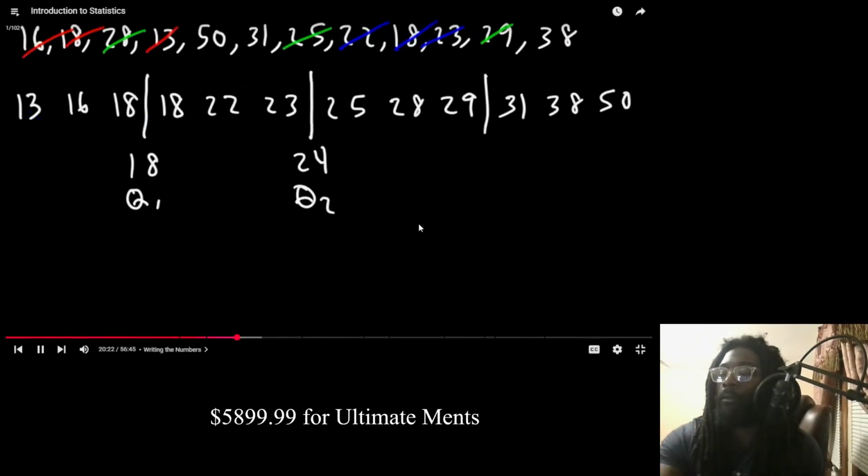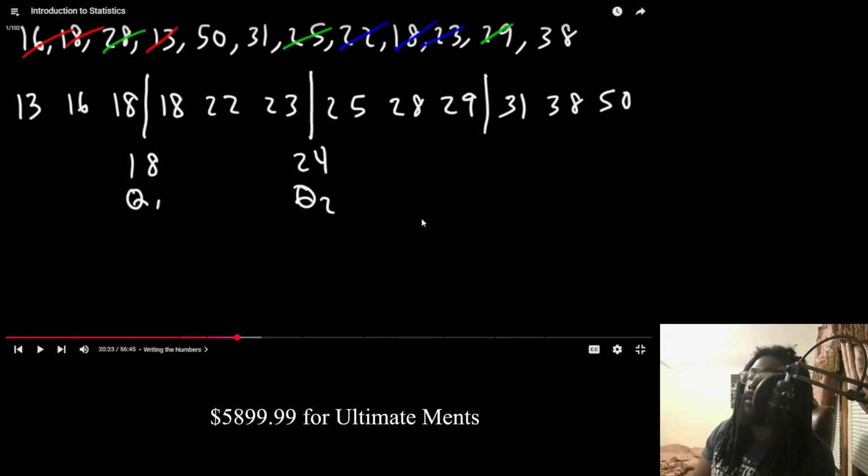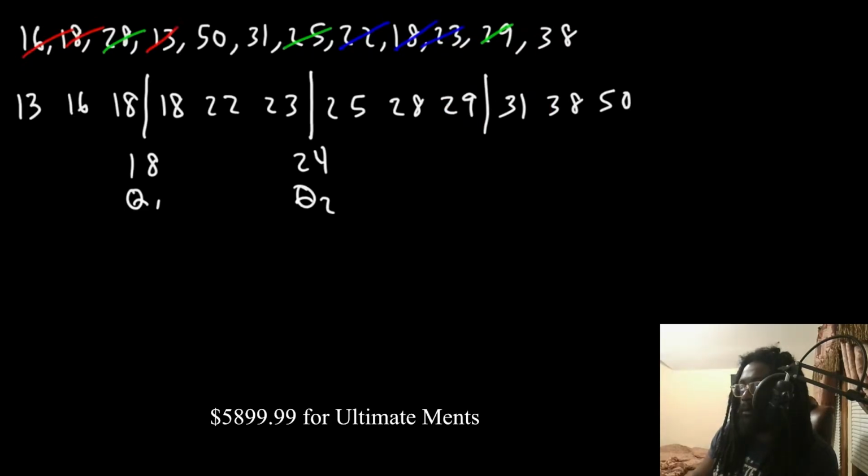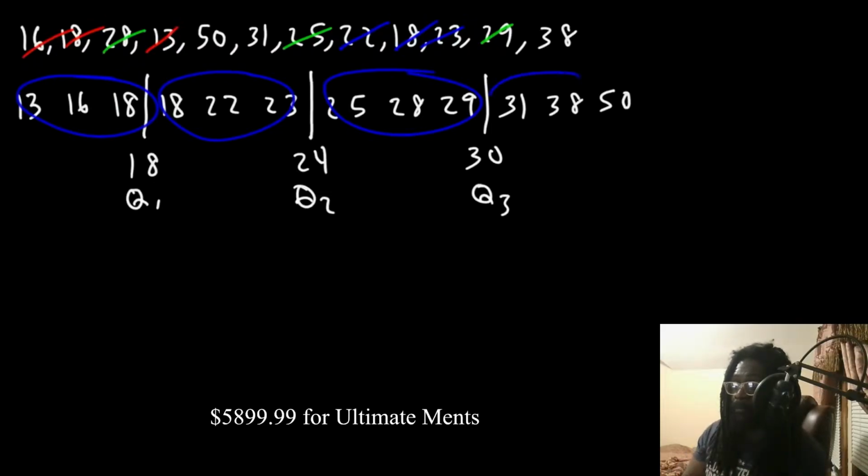The median is simply going to be the average of these two numbers. The average of 29 and 31 is the number in the middle, which is 30. And so this is why I like to use these lines here. So now we have 3 numbers in each of the 4 sections of our data.